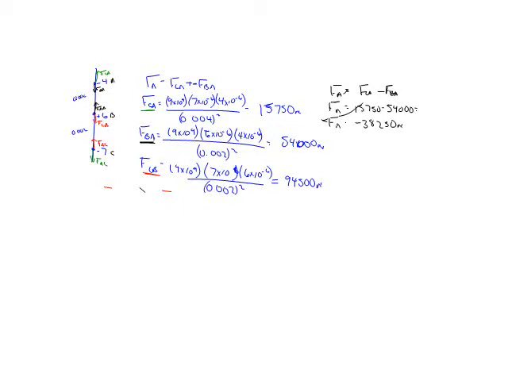Okay, then let's find the force on B. The force on B is going to be equal to the force of A on B, and that's up, minus the force of C on B, which is down, so that's why I made it negative. So FB, this is going to be force of A on B, 54,000, minus the force of C on B, which is this 94,500.